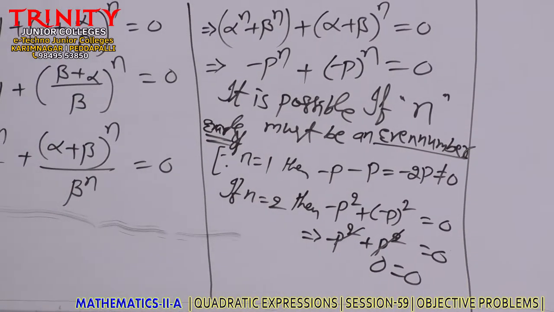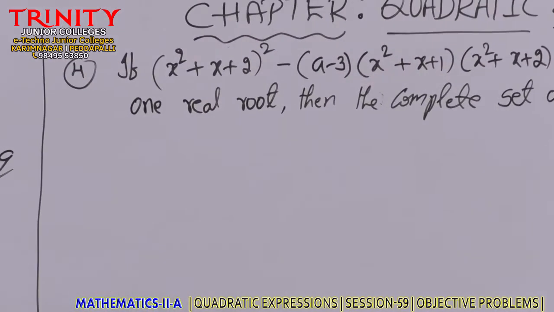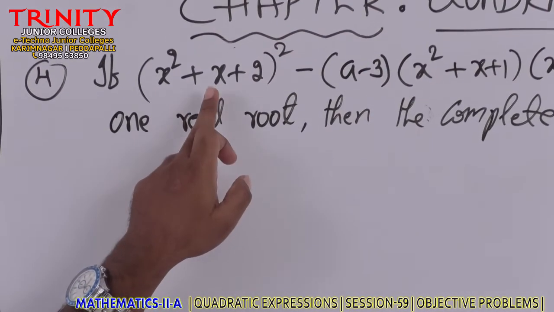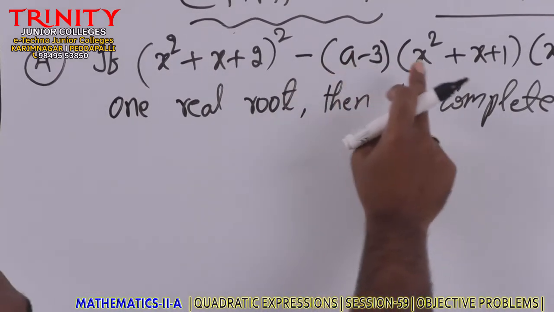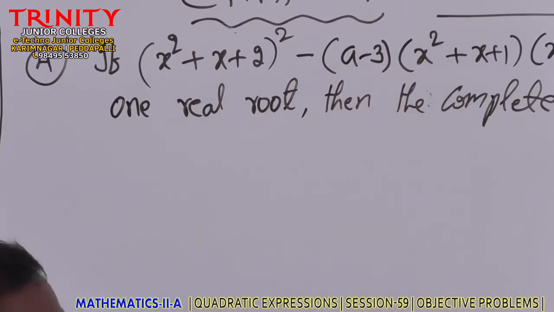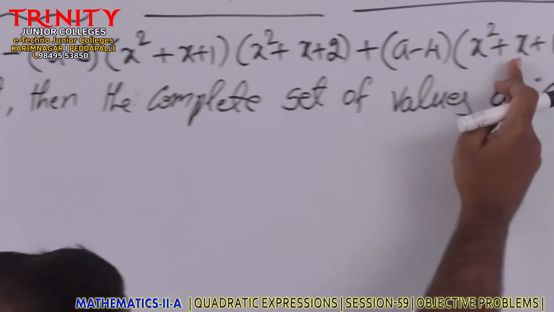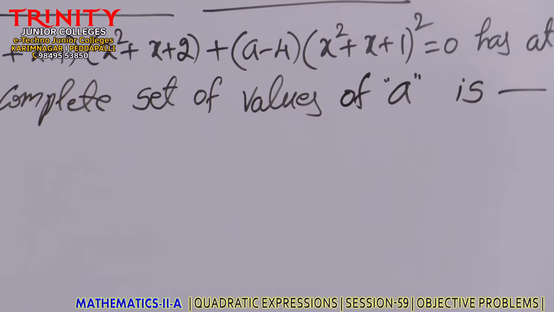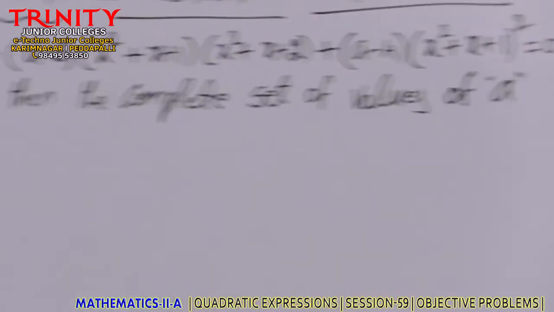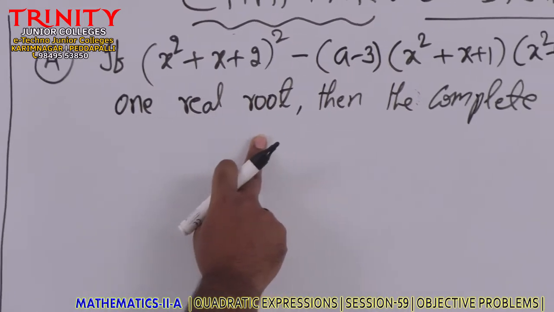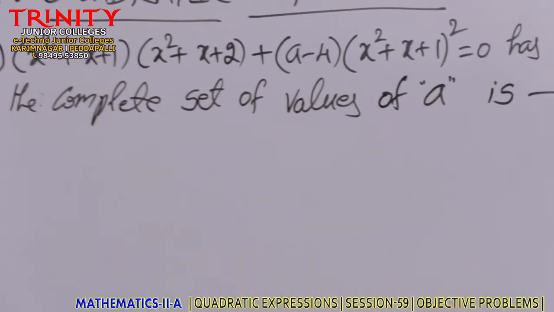Okay. Now we will go for another problem. If (x square plus x plus 2) whole square minus (a minus 3) into (x square plus x plus 1) into (x square plus x plus 2) plus (a minus 4) into (x square plus x plus 1) whole square is equal to 0 has at least one real root, then the complete set of values of a is.